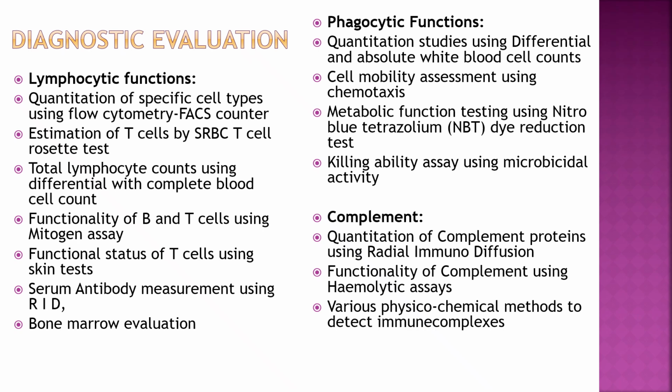Phagocytic function: quantitation studies using differential and absolute white blood cell counts, cell mobility testing using chemotaxis, metabolic function testing using the nitroblue tetrazolium NBT dye reduction test, and killing ability assay using microbicidal activity. Complement function: quantitation of complement proteins using radioimmunodiffusion, functionality of complement using hemolytic assays, and various physicochemical methods to detect immune complexes.